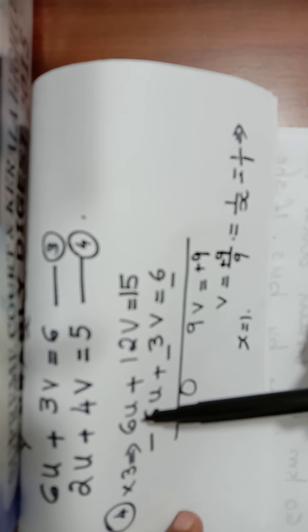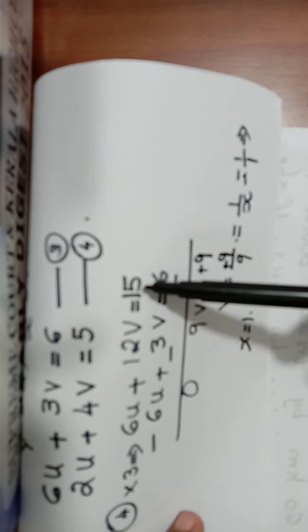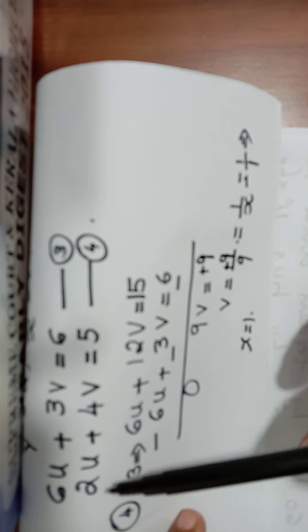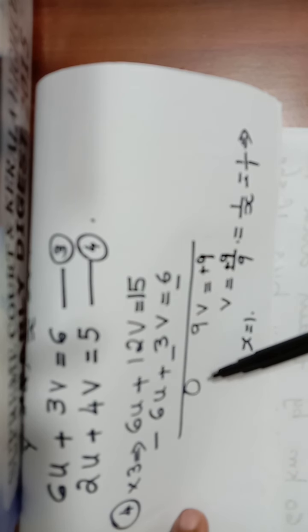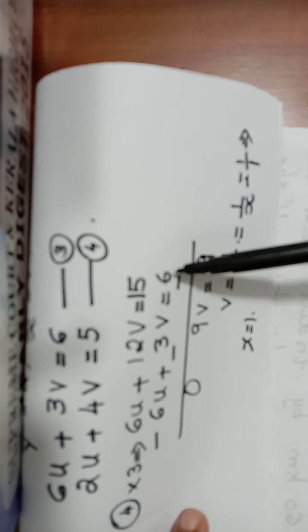Here I will repeat the steps once more. You can see, children, 6u plus 12v is equal to 15, when multiplying the fourth equation by 3. That is the fourth equation: 2 into 3 is 6u, 4 threes are 12v, 5 into 3 is 15. Now let us do the subtraction. 6u minus 6u will become 0, 12 minus 3 is 9, 15 minus 6 is 9. So v is equal to 9 by 9, that's equal to 1 by x. 9 by 9 is 1. Therefore x is equal to 1.